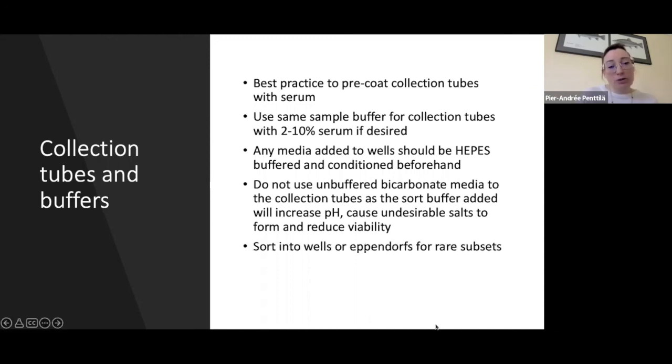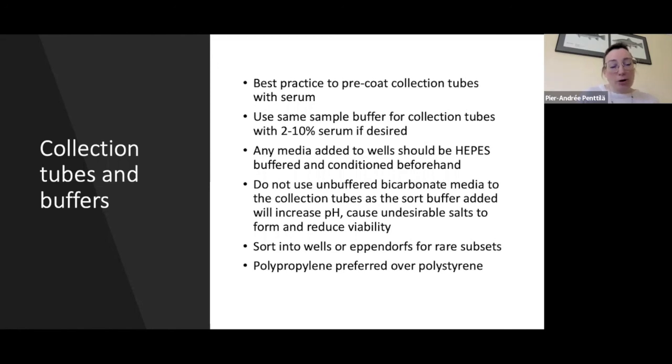And sort into wells or Eppendorfs for very rare subsets. You can imagine that if you're sorting only a couple of hundred or 1,000 cells into a 15 ml tube, they have a very, very long way to fall inside of that tube. And when you spin that tube down, your pellet will be extremely small. So your recovery is typically better for very rare subsets when you sort into Eppendorfs. And as I mentioned, always choose polypropylene tubes over polystyrene for collection.